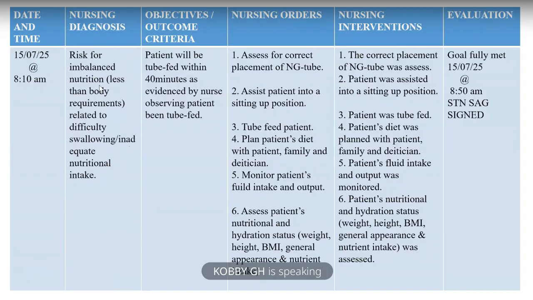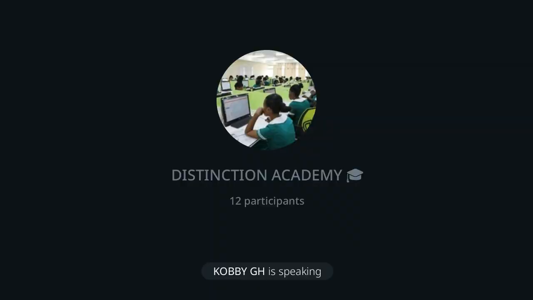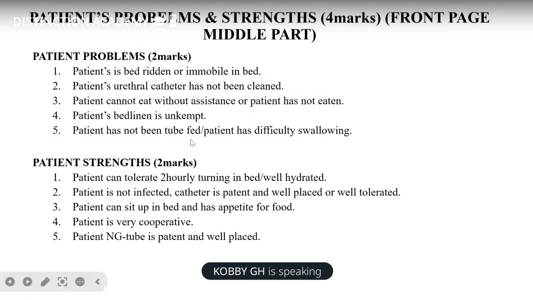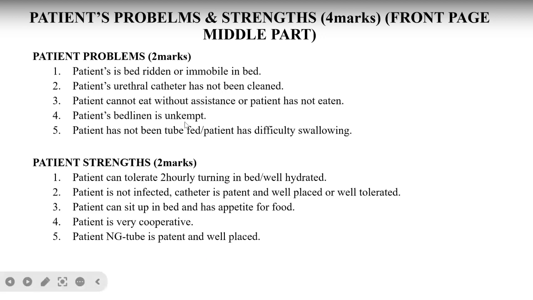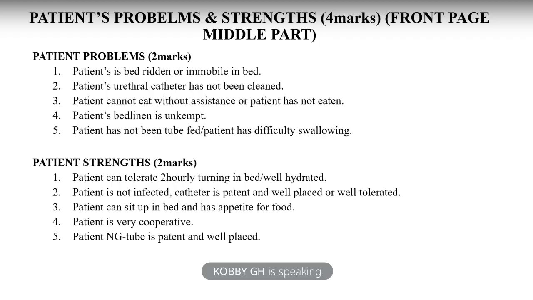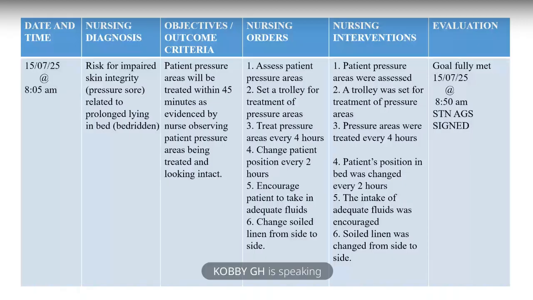So NG2, look at the problem. Patient has not been tube fed or patient has difficulty swallowing. You see how we wrote it. Please write it combined this way. Always write the two combined this way. I prefer you write it like this. Patient has not been tube fed or patient has difficulty swallowing. Combine like this.